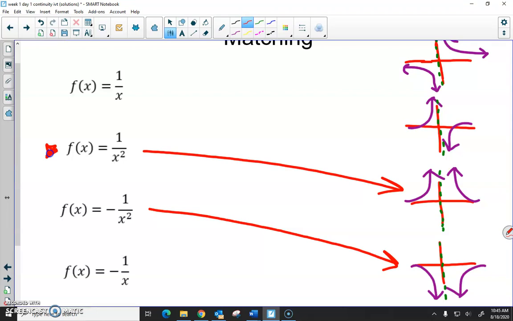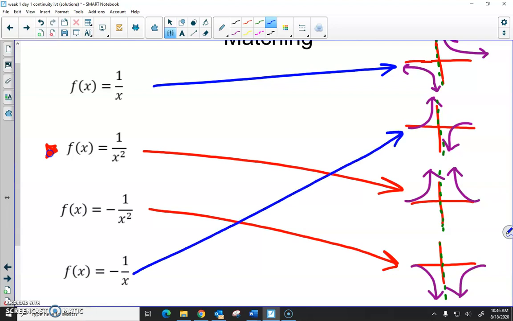Then our other two, 1 over x and negative 1 over x. On that top one, if x is positive, then we're going to have 1 over a positive, which is going to result in a positive. But if x is negative, then 1 over any negative will result in a negative. Well, this graph right here has positive x's associated with positive y's and negative x's associated with negative y's. And so that leads us to having negative 1 over x matching with this graph here.